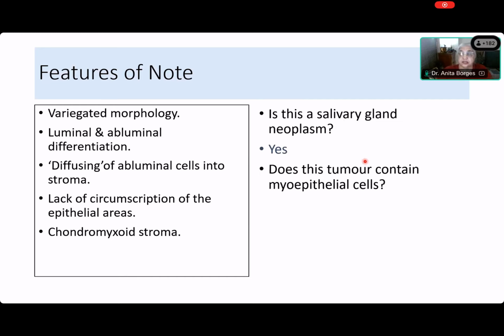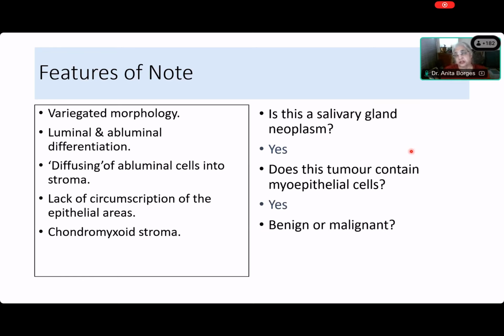All right. Next. Come on, Shivani. Does this tumor contain myoepithelial cells? Yes, ma'am, it does. How did you know that? Ma'am, there is a chondromyxoid stroma, which is a feature of myoepithelial cells, and there are cells with a basaloid appearance. Are you looking at the screen now, Shivani? Many of the features of myoepithelial cells are written on the screen. There is variegated morphology, abluminal differentiation, diffusing of the abluminal cells, lack of circumscription, and chondromyxoid tumor stroma. All of these are features of myoepithelial cells. So yes, this tumor has myoepithelial cells.